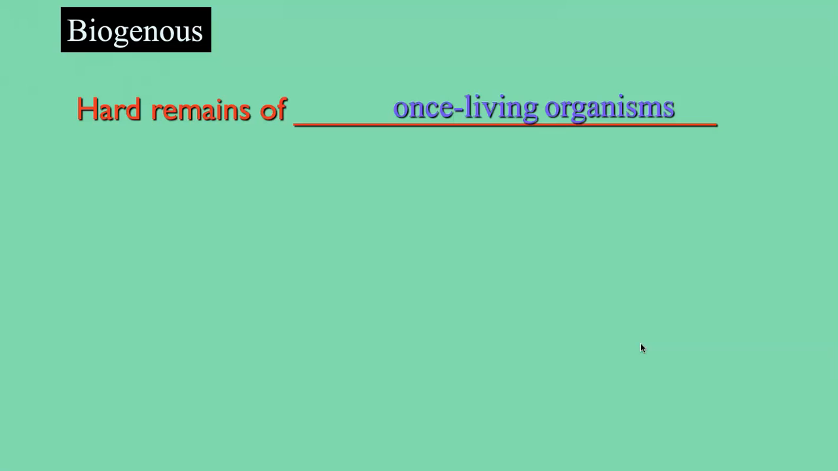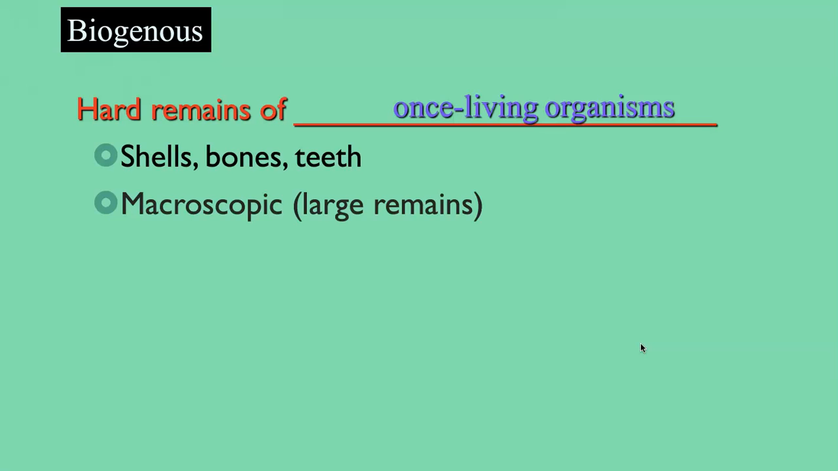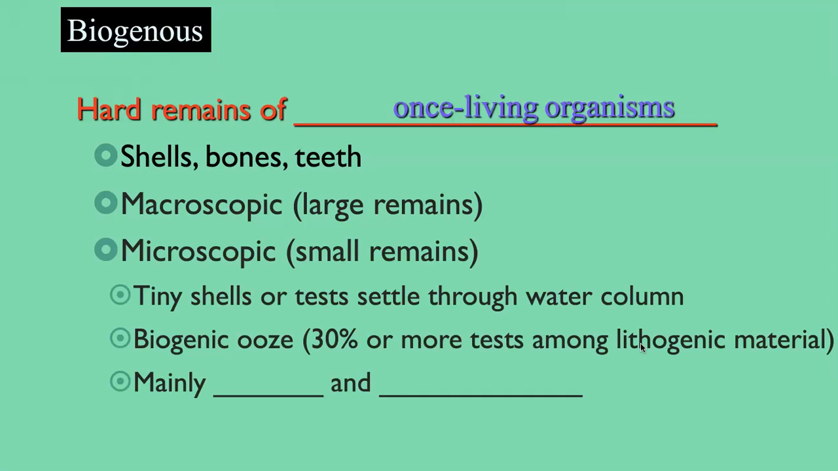Moving on to biogenous sediment, this is the hard remains of once living organisms. They can be shells, bones, teeth, which are part of the macroscopic types of remains, or they can be microscopic, which is the more significant one in terms of what we're going to be talking about. The tiny little microscopic organisms have shells, or actually we call them tests, that once the organism dies, will settle through the water column and land on the bottom of the seafloor.